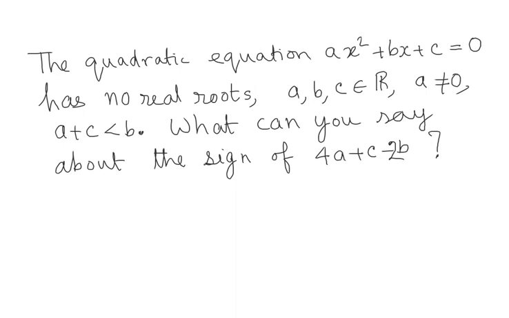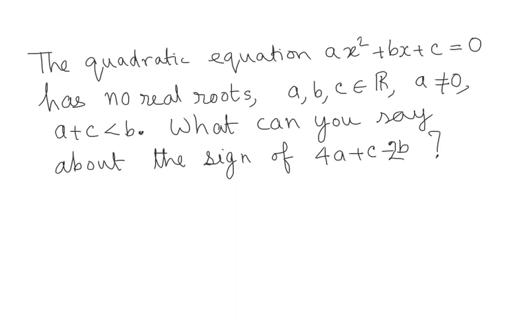The problem asks: if we have a quadratic equation ax² + bx + c = 0, which has no real roots, where the coefficients a, b, and c are real numbers with a not equal to 0, and satisfies the condition a + c < b, what can we then say about the sign of the expression 4a + c − 2b?